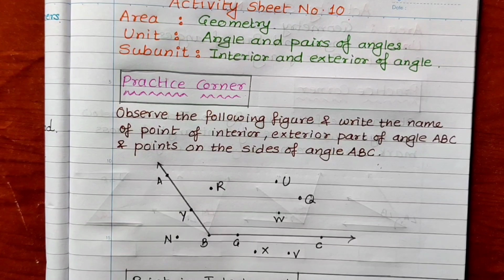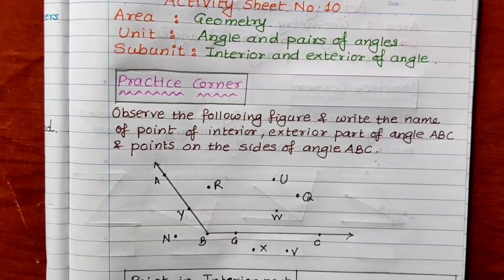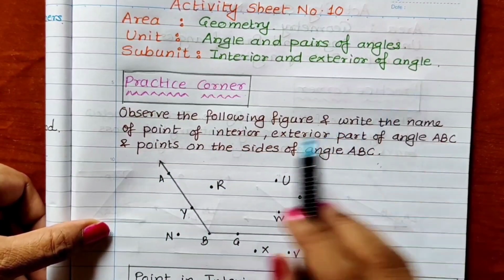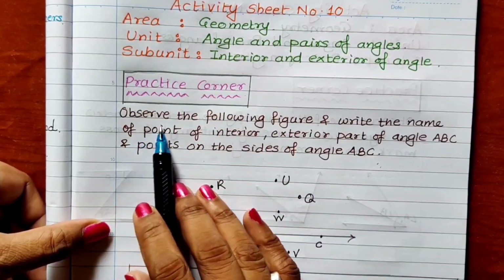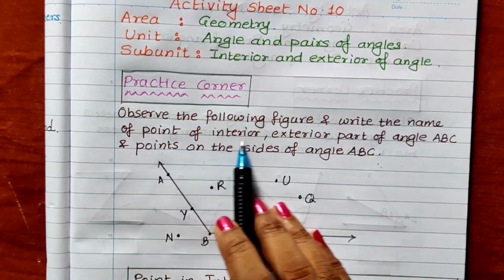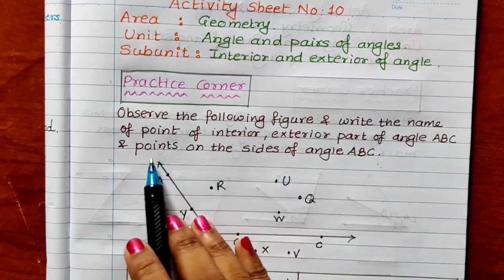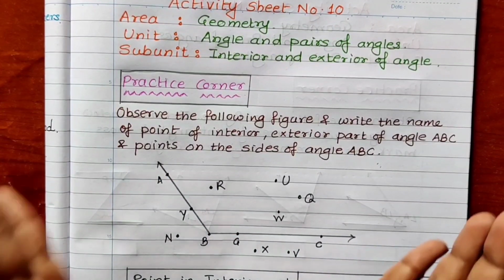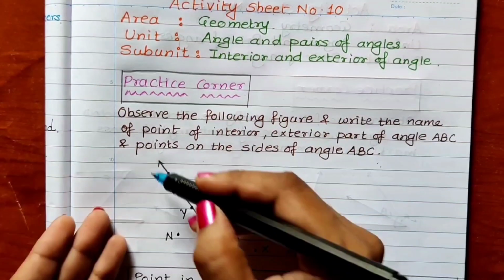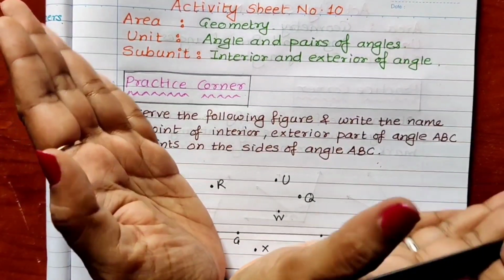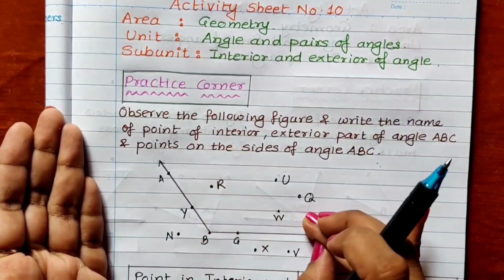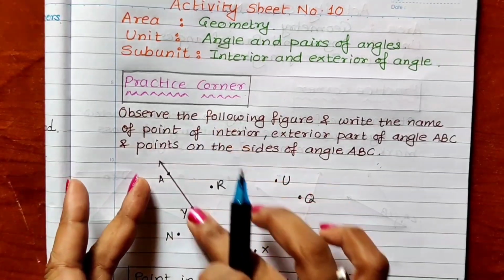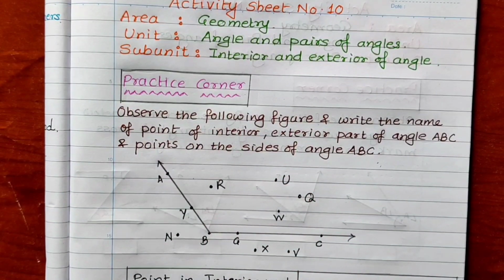So children, this is my activity sheet number 10. The area is geometry, the unit is angle and pairs of angles, the subunit is interior and exterior of angle. We have to write the practice corner. Write the question: observe the following figure and write the names of points in the interior and exterior part of angle ABC and points on the side of angle ABC. Observe this angle ABC and the points inside these two sides. These are the two sides, side AB and side BC. Inside these two sides are points in the interior. Outside these two sides are known as exterior, and on these sides are known as points on the side. So let us write the names of points here.